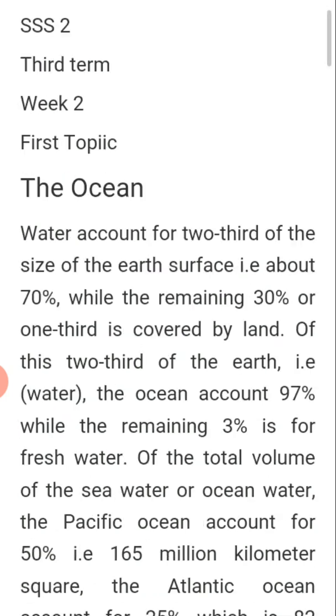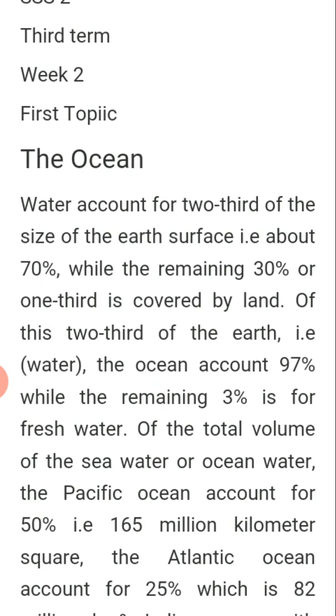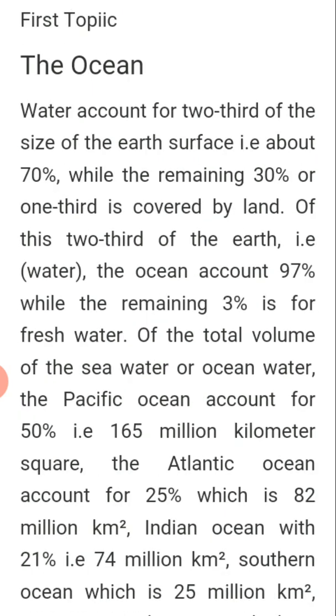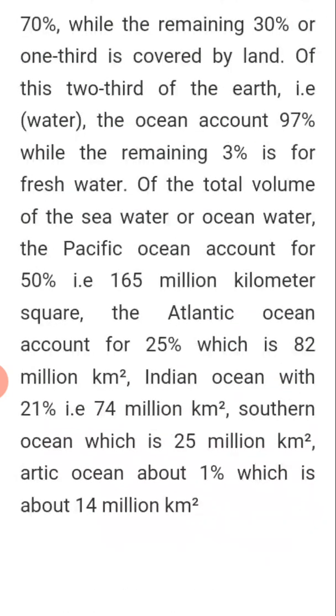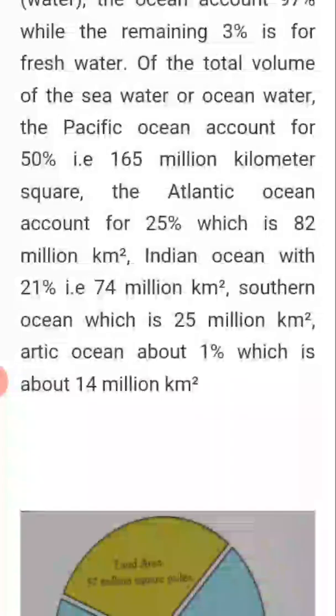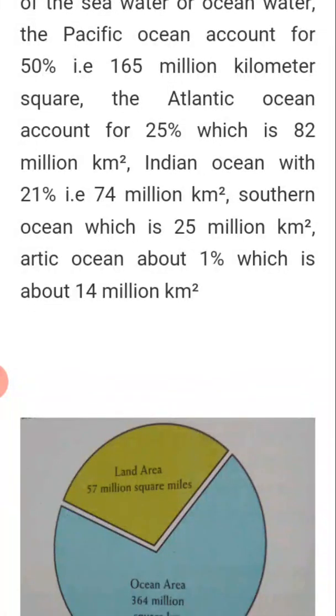Water accounts for 2/3 of the size of the Earth's surface, that is about 70%, while the remaining 30%, or 1/3, is covered by land. Of these 2/3 of the Earth, that is water, the ocean accounts for 97%, while the remaining 3% is fresh water. Of the total volume of the sea water or the ocean water, the Pacific Ocean accounts for 50%, that is 165 million square kilometers.